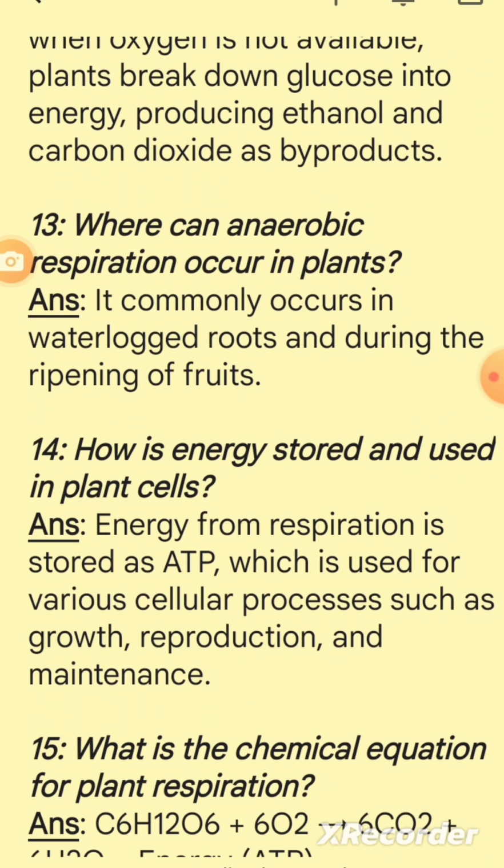Question 13. Where can anaerobic respiration occur in plants? Answer. It commonly occurs in waterlogged roots and during the ripening of fruits.